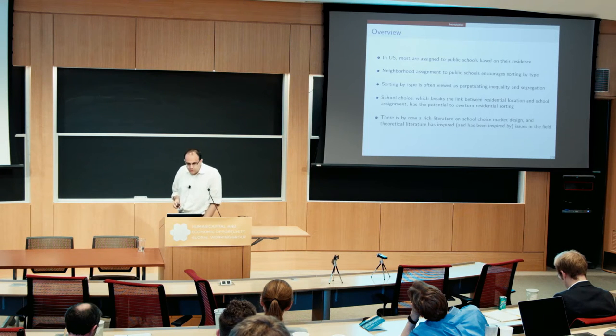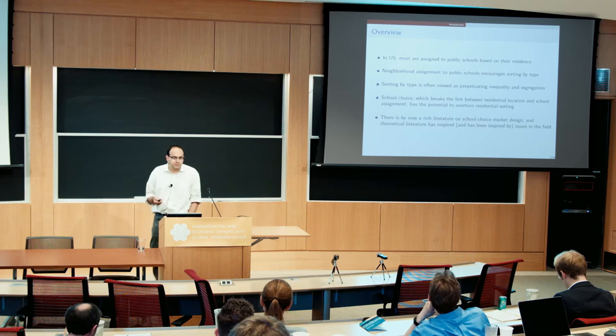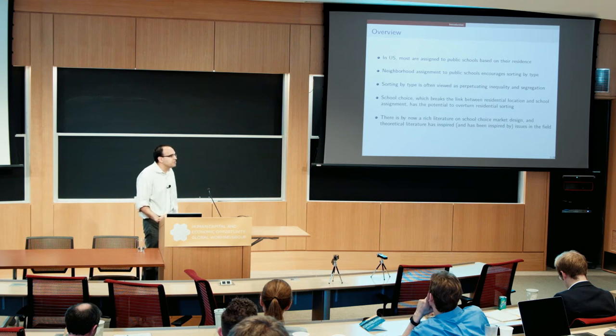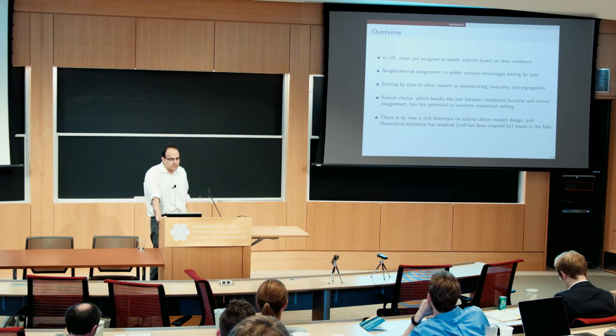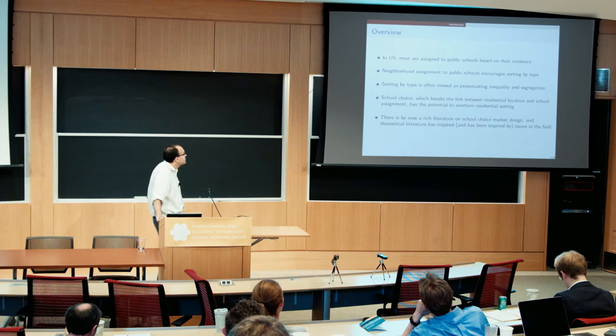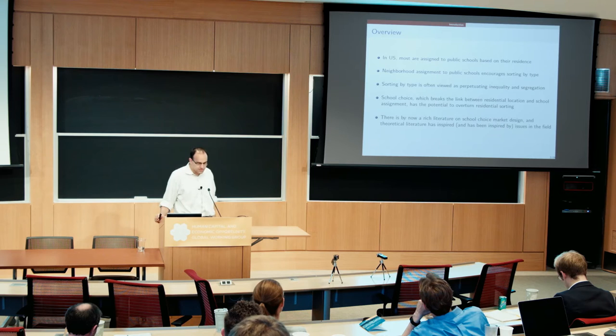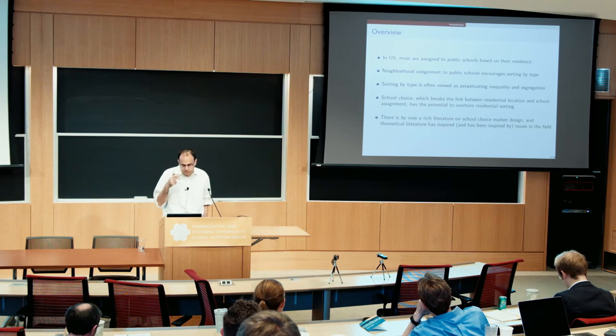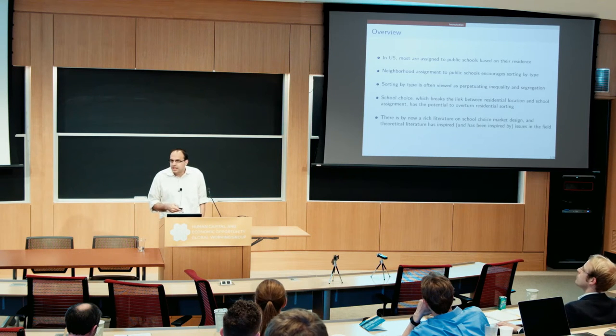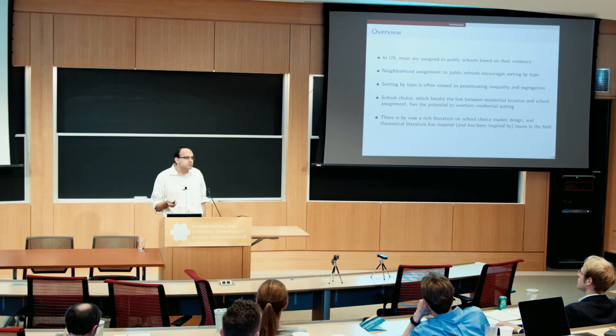So one of the appeals of school choice is it has the potential to break the link between where you live and the school that you get to go to. And this is a potentially powerful force to overturn residential sorting. So that's one argument that school choice advocates often make: let's break the link between the housing market and school access.